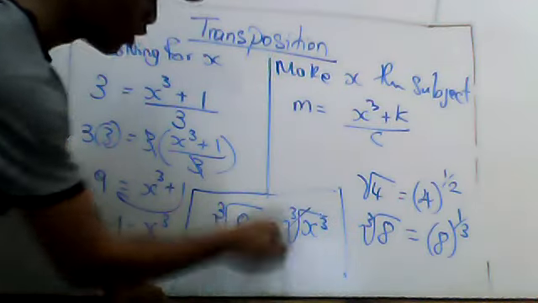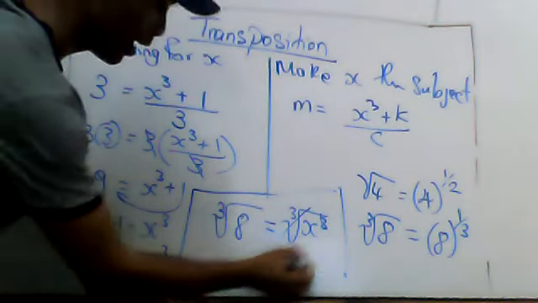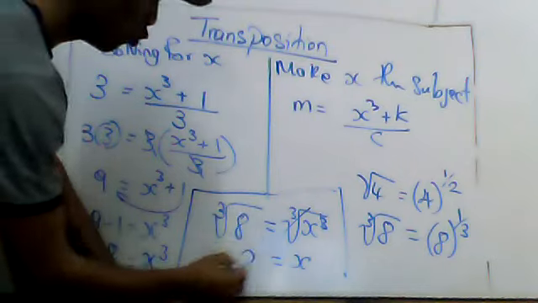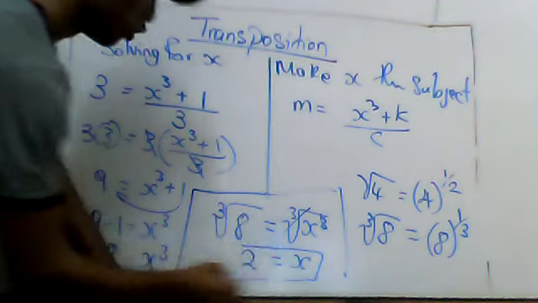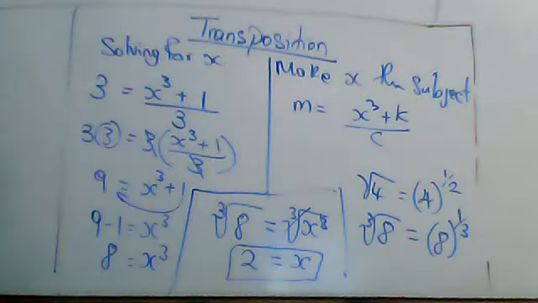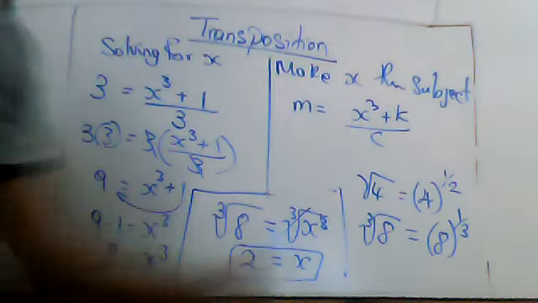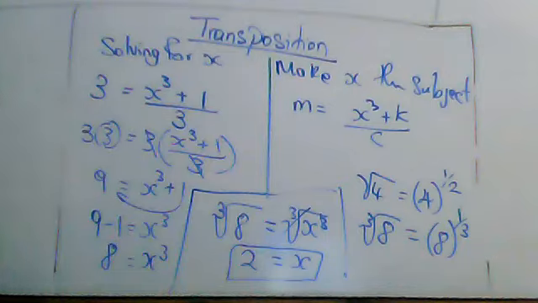So cube is going to cancel cube root. So we have 8 to the third... the cube root of 8 is 2. The cube root of 8 is what? 2. So just rewrite this and put the x on the left hand side for me. So you're going to put x equal to 2. So take that out for me, and then we're going to look at the transposition question.